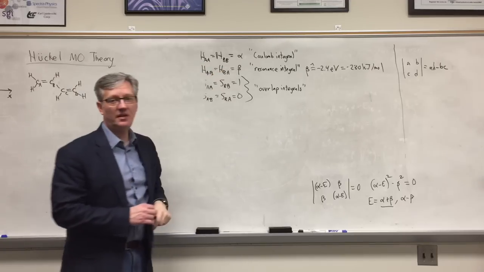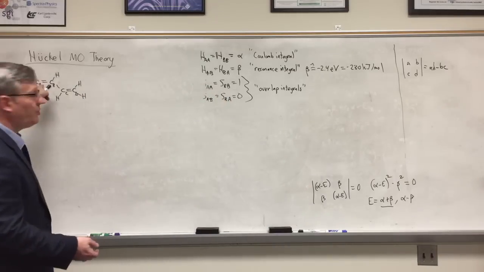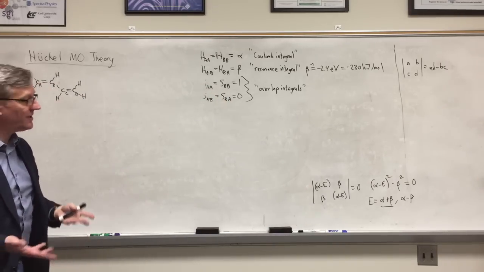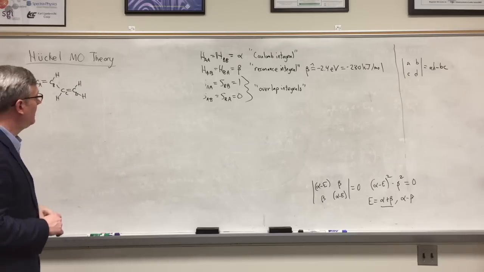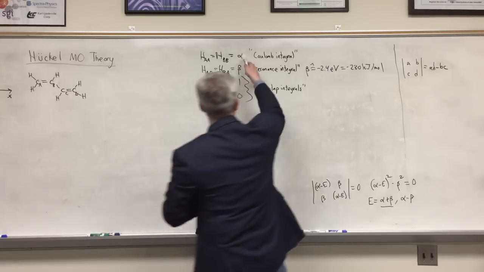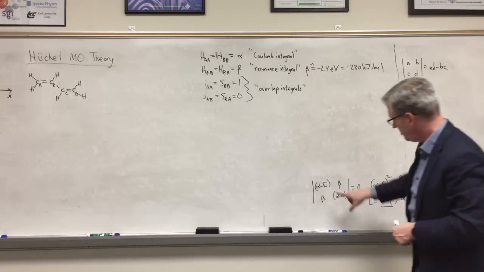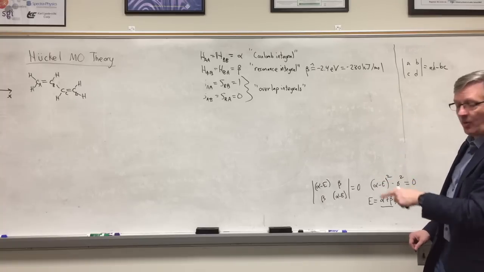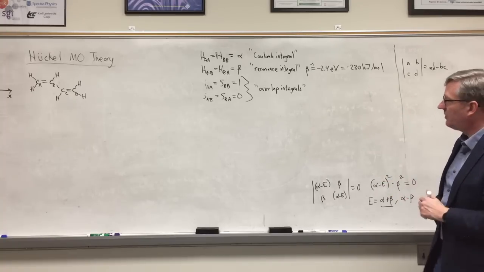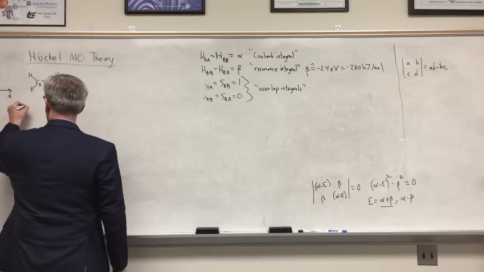But since I have 4 of these, I'm going to have 4 types of Coulomb integrals, or 4 alphas. The ethylene determinant was 2 by 2 because I only had 2 carbons. Now for the butadiene determinant, it must be 4 by 4 to account for the whole system. So I'm going to have a Coulomb integral, alpha, on the diagonal, because alpha minus E has to appear on the diagonal in all 4 rows of my full determinant. Let's write those down for now. So this is the determinant that I ultimately have to solve.